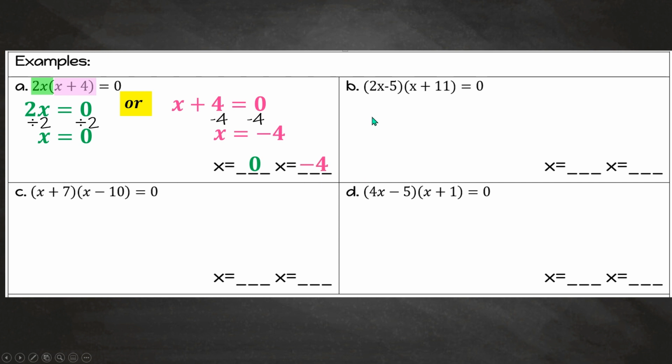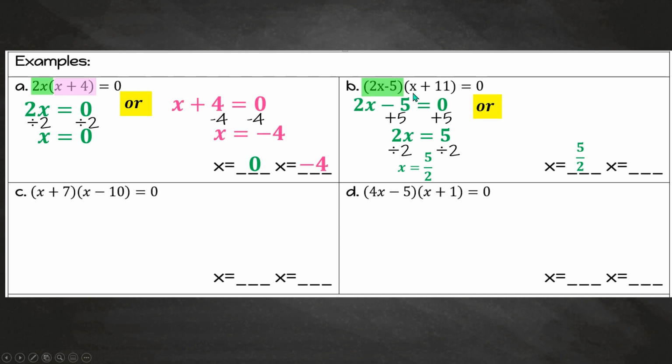Okay, now let's take a look at example B. We have 2x minus 5, and we're going to set that equal to 0. We use our inverse operations to solve for x. So we add 5 to both sides. Then 2x is equal to 5. To get rid of the 2, I can't subtract it. I have to divide because the 2 is being multiplied to the x. So I divide both sides by 2, and x is equal to 5 over 2.